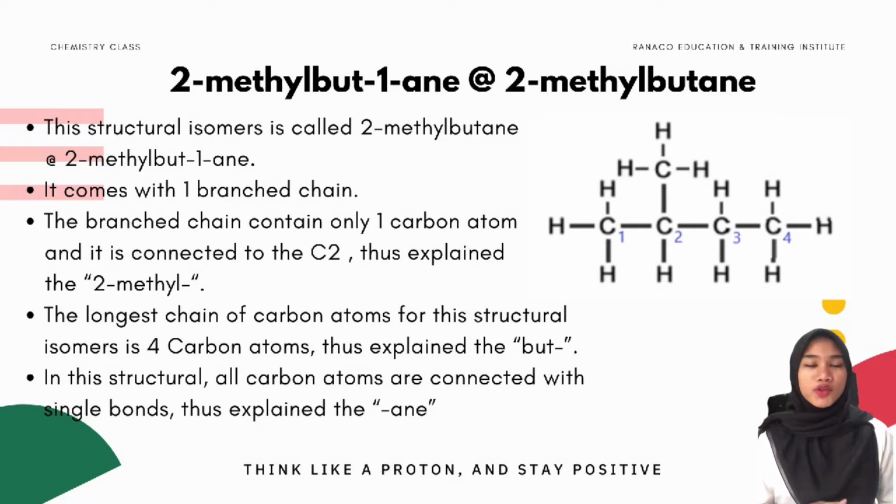Next, we have 2-methylbutane. This structural isomer comes with one branch chain. The branch chain only contains one carbon atom and it is connected to the C2 that explains the 2-methyl. The longest chain of carbon atoms for this structural isomer is 4, thus explaining the but. In this structure, all carbon atoms are connected with single bonds.